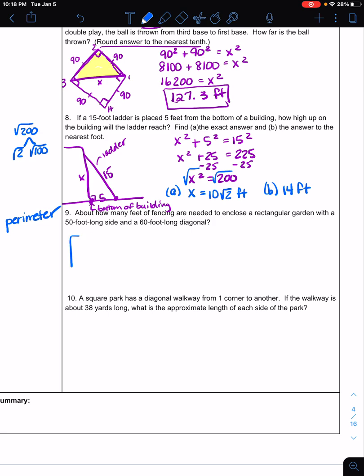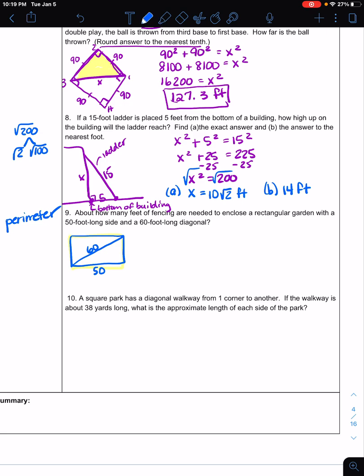I'm going to stop for just a second and draw a rectangular garden. With a 50-foot long side, I don't care which one is 50, I'm just going to put 50 on that side, and a 60-foot long diagonal. So a diagonal goes from one corner to the other, and it is 60 feet long. So I want to know how many feet of fencing. So I want to make my fence go all the way around.